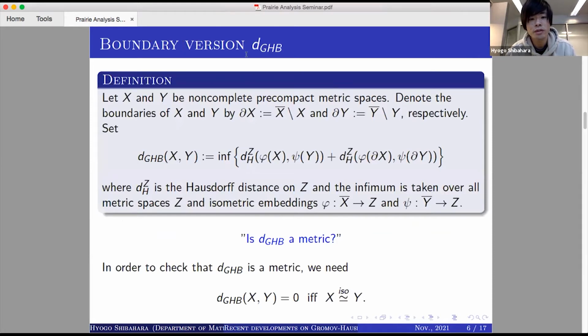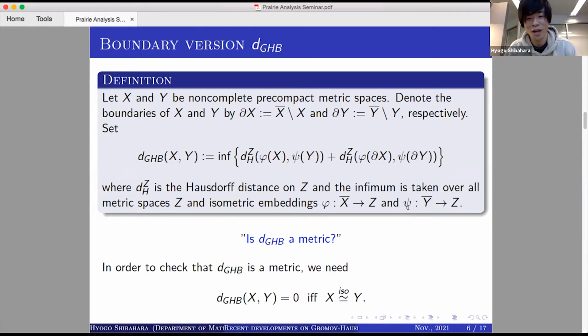So this is the boundary version, what I call the Gromov-Hausdorff distance with boundary. It's defined as follows. We take two non-complete pre-compact metric spaces, X and Y, and the metric boundary is denoted by partial X and partial Y. The Gromov-Hausdorff distance with boundary between X and Y is defined by the infimum of the Hausdorff distance between two copies of the spaces plus the Hausdorff distance between the copies of the boundaries. And we take the infimum over all Z, phi and psi.